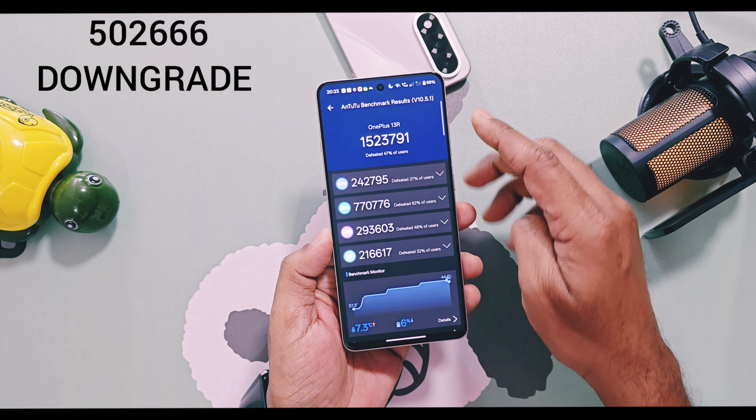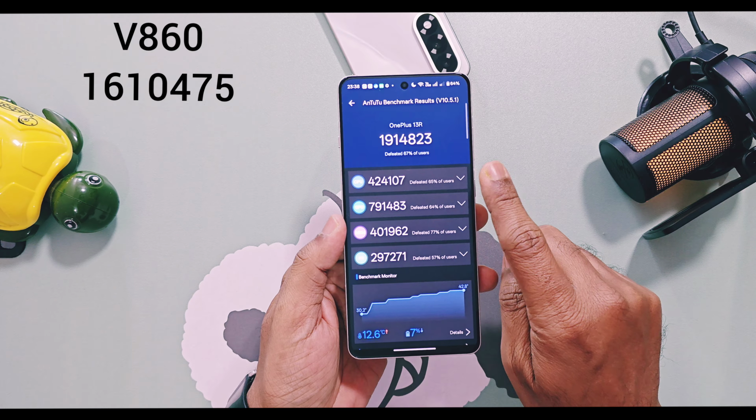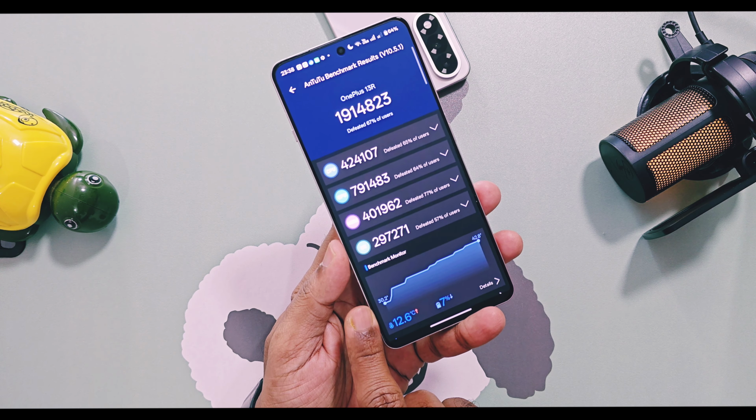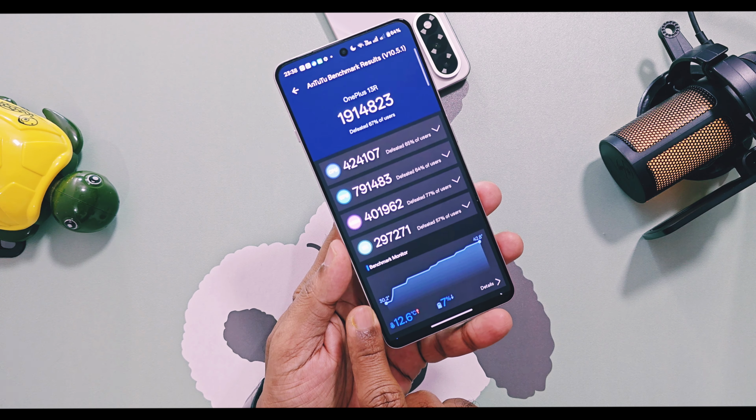Even with the performance mode enabled, the new version scored 19,14,823, while the old build scored 16,10,475. CPU temperature during this test on the new version rose from 30 degrees Celsius to 42 degrees Celsius. A 12 degrees Celsius temperature rise and 7% battery drain happened during this test. Here again something seems off. The old version had a lower score in performance mode, but the new version resolved it with a 3,04,348 points improvement over the old one.